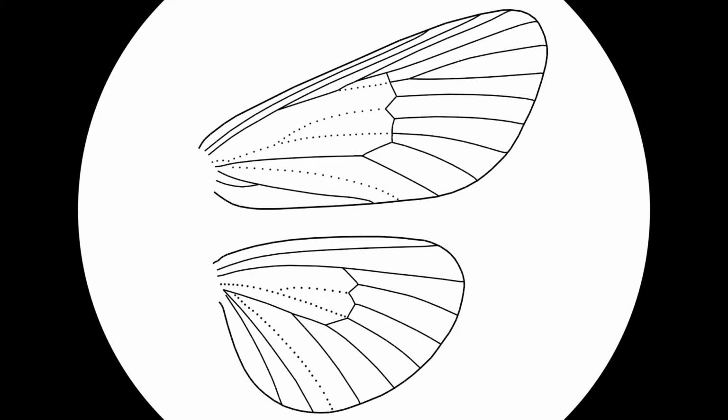The dotted veins are optional. No, wait, bring them back. They help you see the radius, media, and cubitus. Do you see them? Okay, you can go. This big blank area, by the way, is called the discal cell. Now, all butterflies have 2 branches to their cubitus, which go along the bottom of the discal cell, and 3 branches to their media, here. 2 branches, then 3 branches. That's important, so remember it.